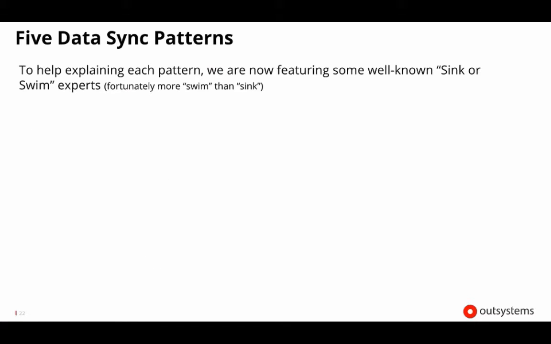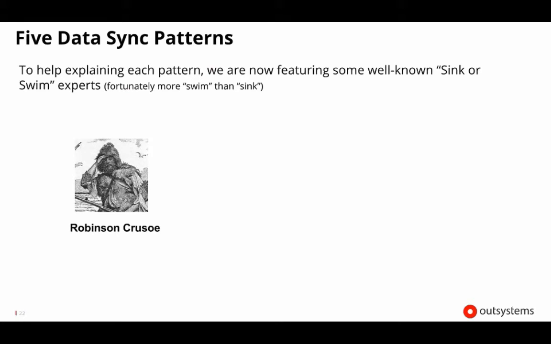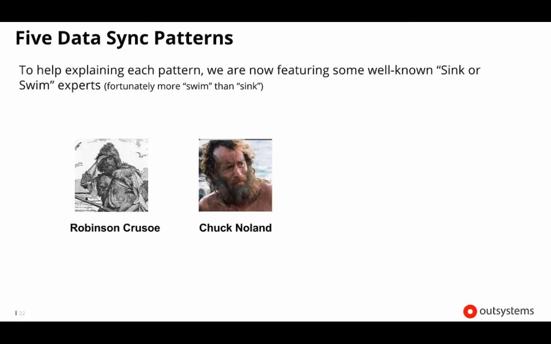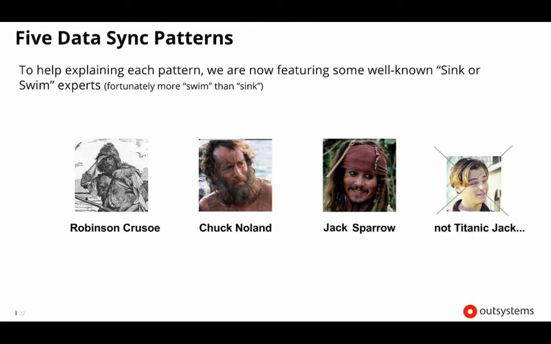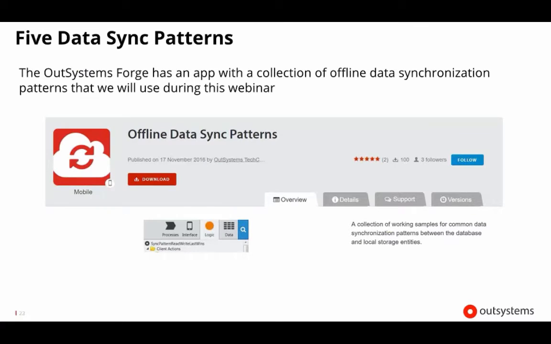To help explain each pattern, we are now featuring some well-known sink or swim experts. Unfortunately, more swimming than thinking. So we'll start with Robinson Crusoe, probably one of the biggest castaways in history. Chuck Nolan from the Castaway movie, if you remember. And also we'll have with us Jack. Okay, Jack Sparrow, not Titanic Jack, because that one, I don't believe he was very good at swimming. Okay, so let's continue.